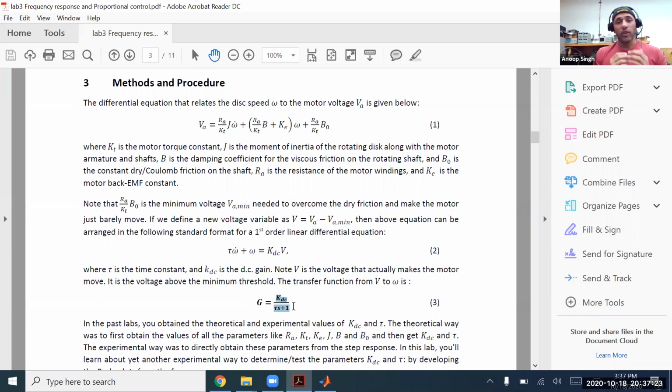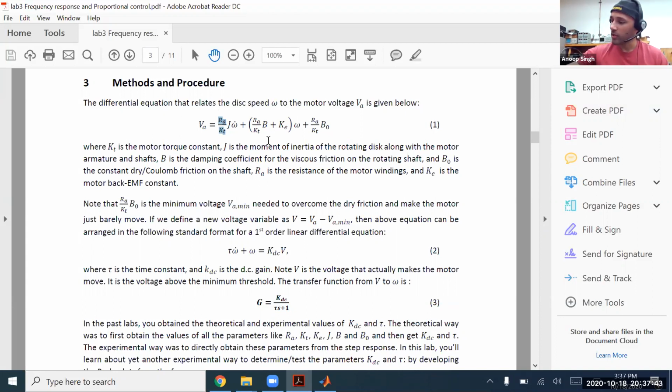Now, we had to find the differential equation or the transfer function. And for that, we have done two approaches. One, we individually measure the constants like RA, the resistance, KT and KE, the motor constants, and the back EMF constant, and things like that. And we put together a transfer function. So that was approach one.